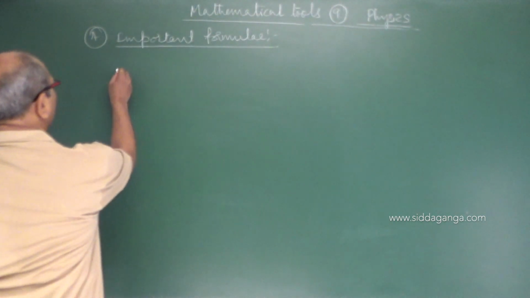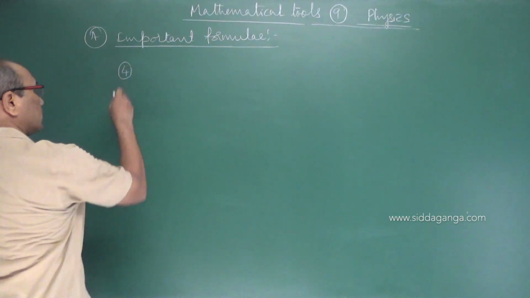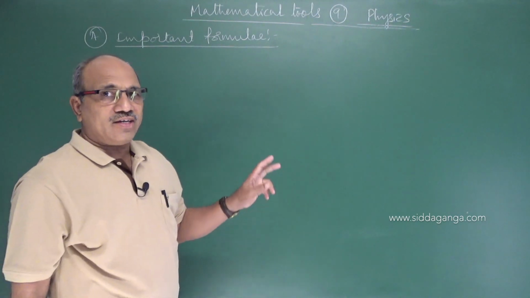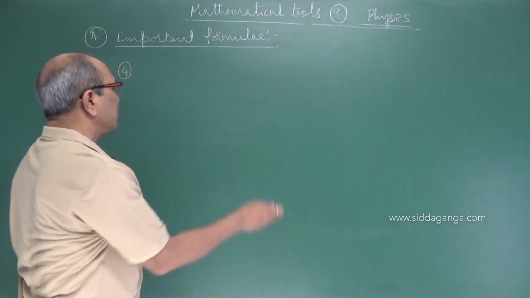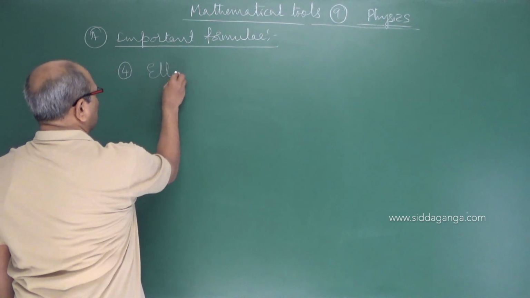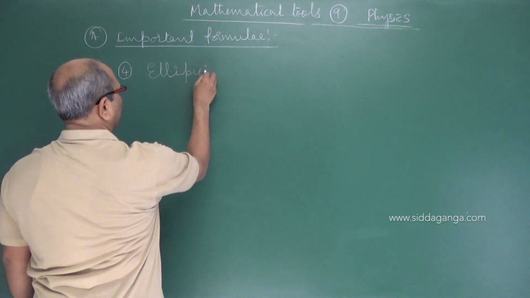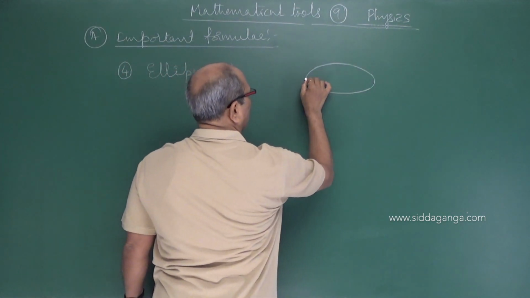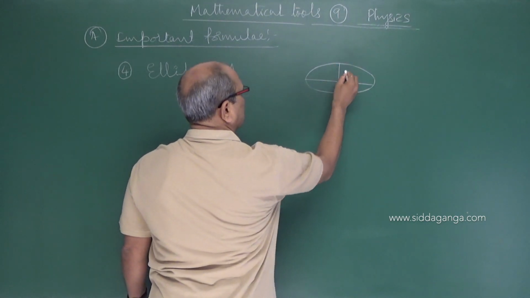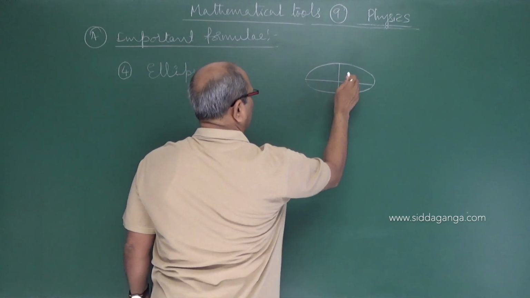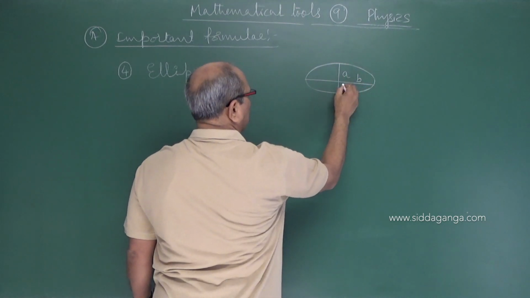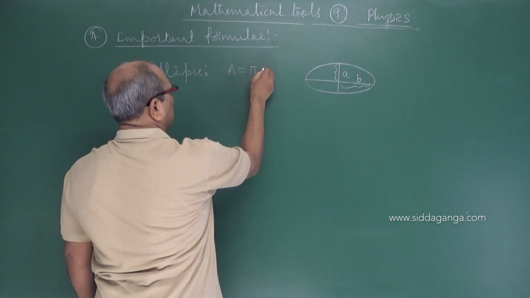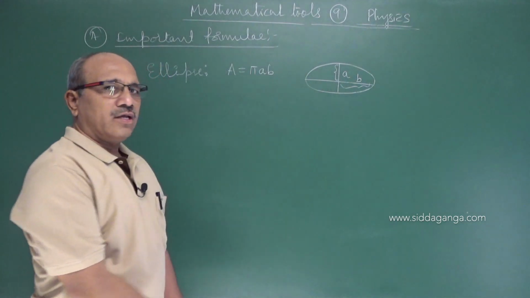So let us take another, fourth one, where we are concentrating more on area, surface area, rather than circumference. For both requirements I have taken circle, square and rectangle. Now we will discuss one more, the ellipse. Surface area of the ellipse: you know the shape, major axis and minor axis. If this is A and this is B, the semi-major axis and semi-minor axis, you are able to get the surface area of the ellipse.